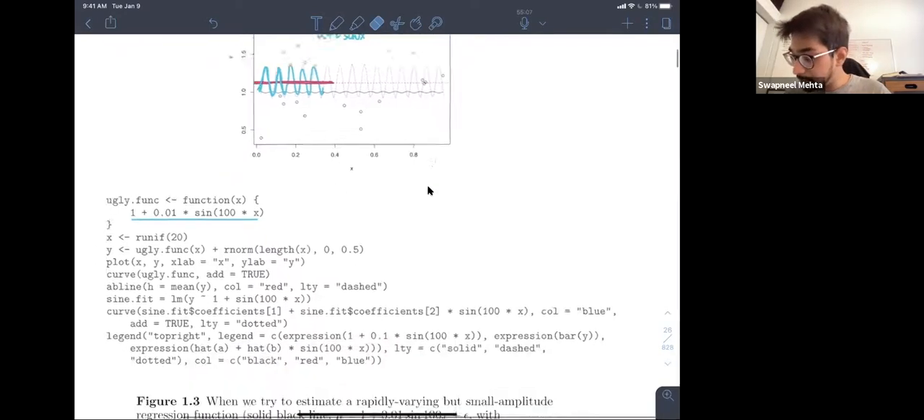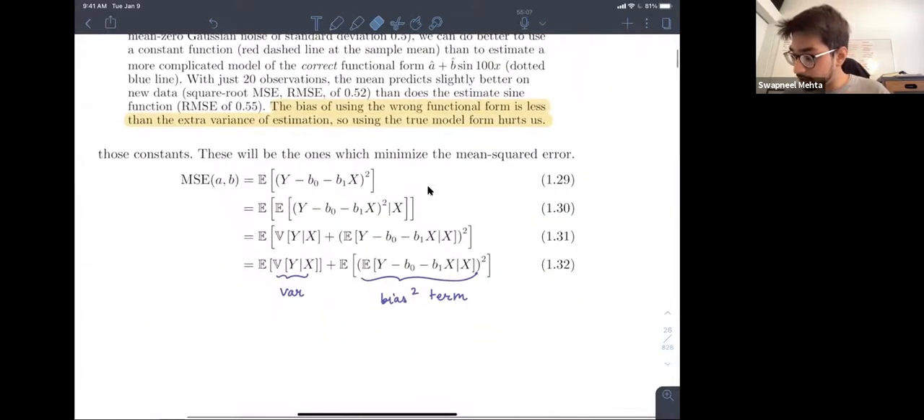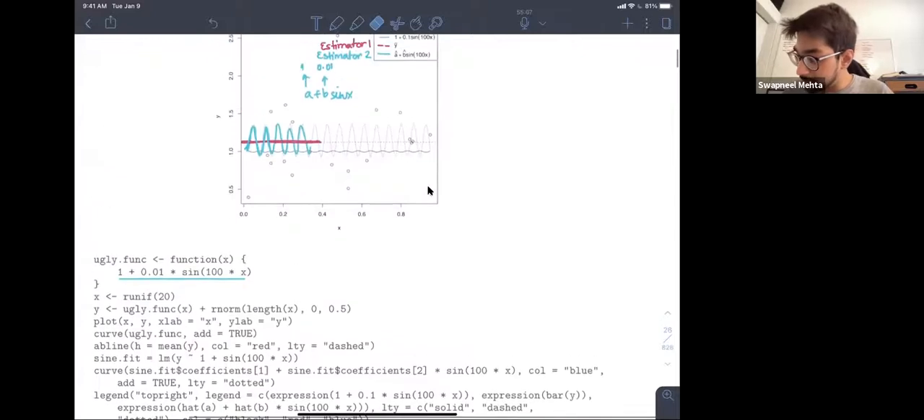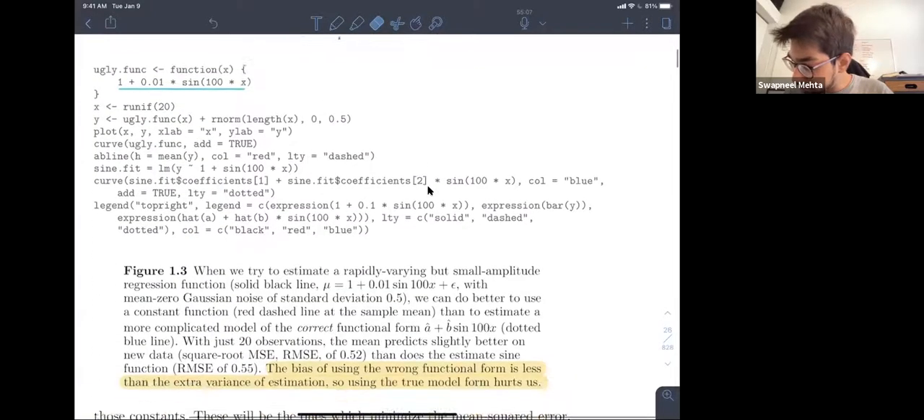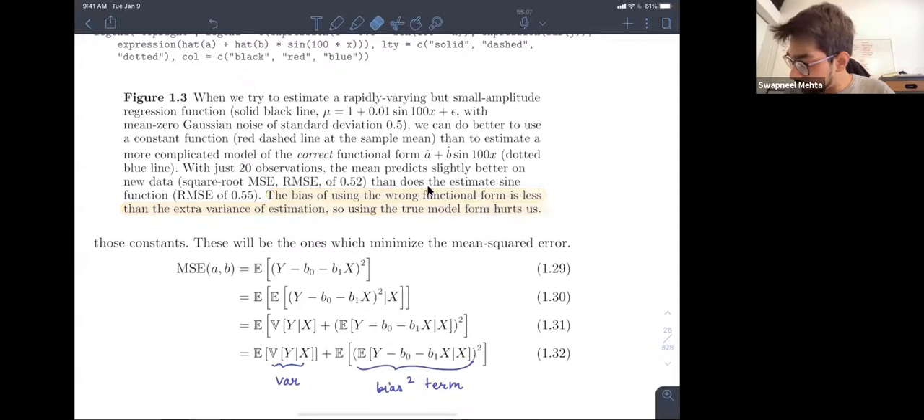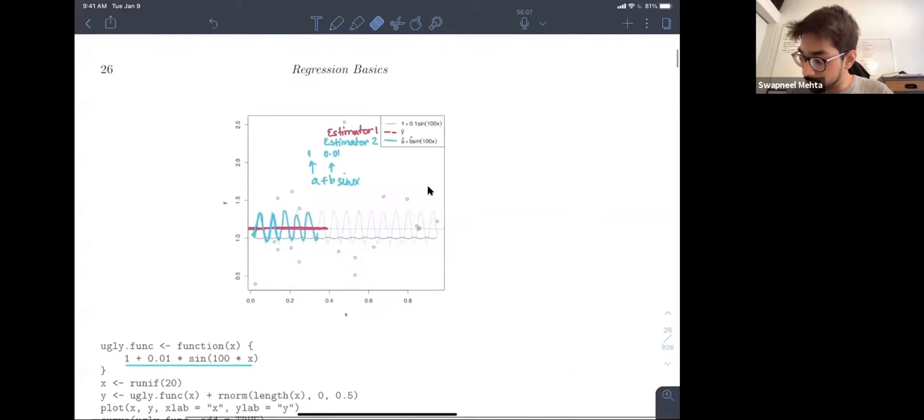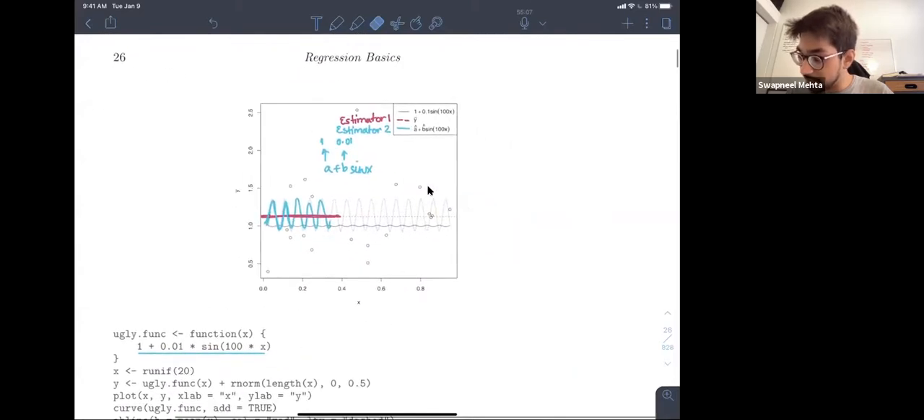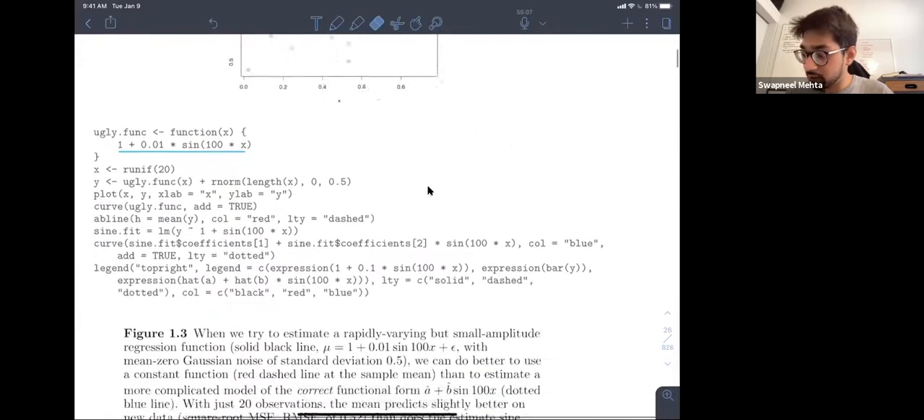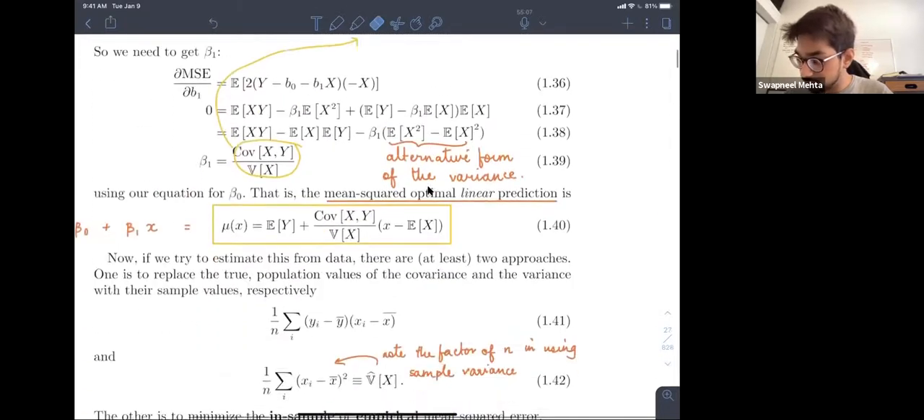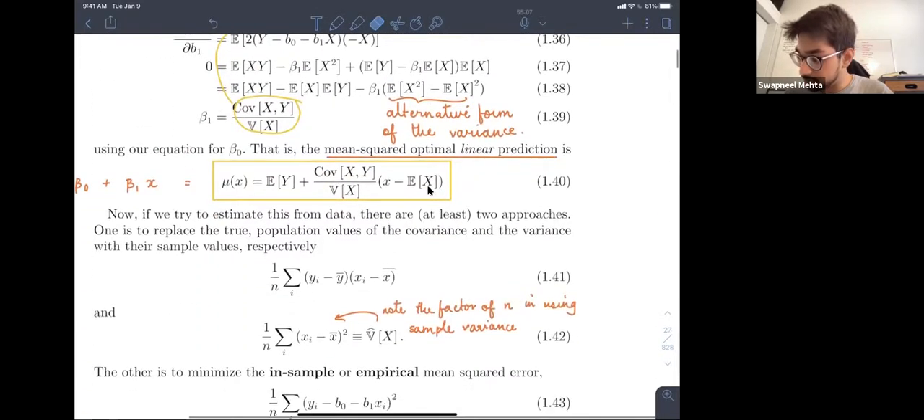And I'm spending more time here because this is important. So the bias of using the wrong functional form is less than the extra variance of estimation. So using the true model form hurts us. The true model form, the blue line, has more variance. The red line has much less variance, which is why it works.